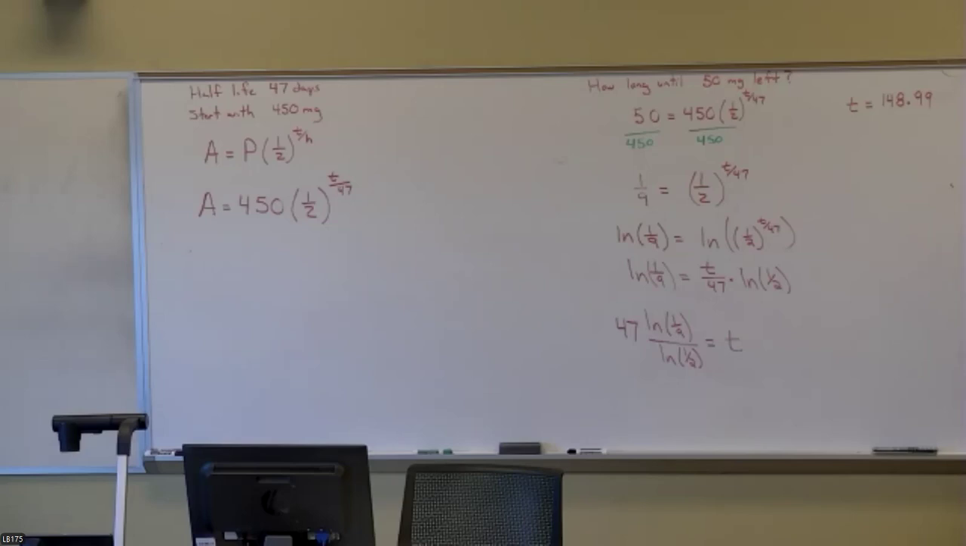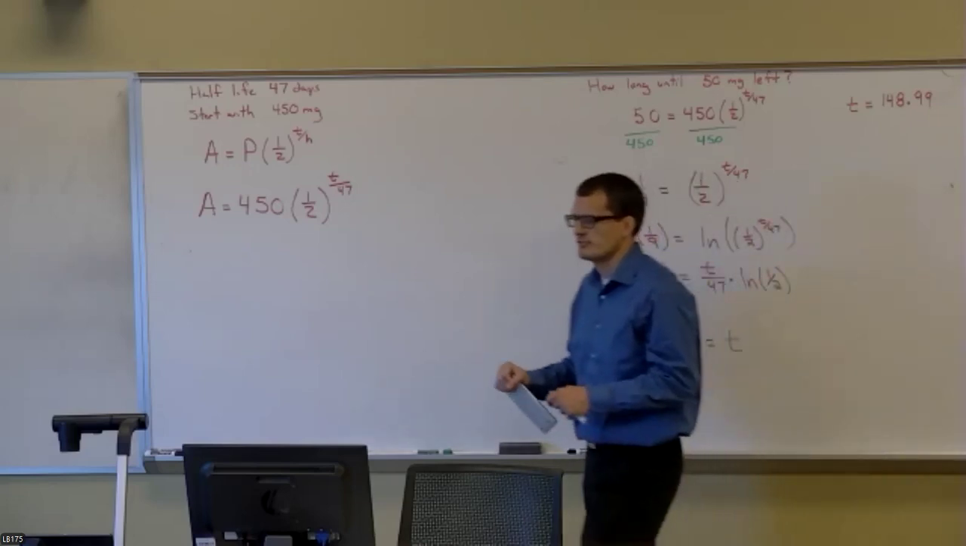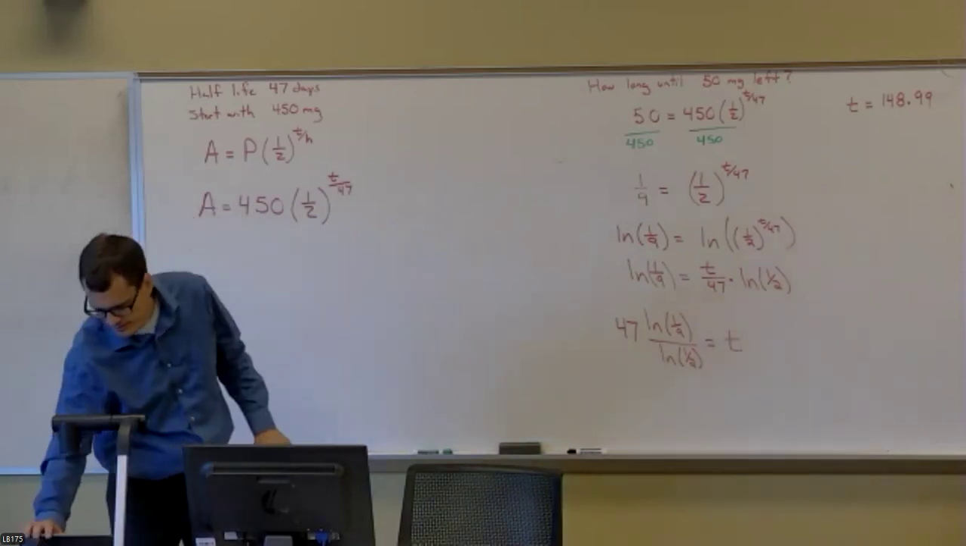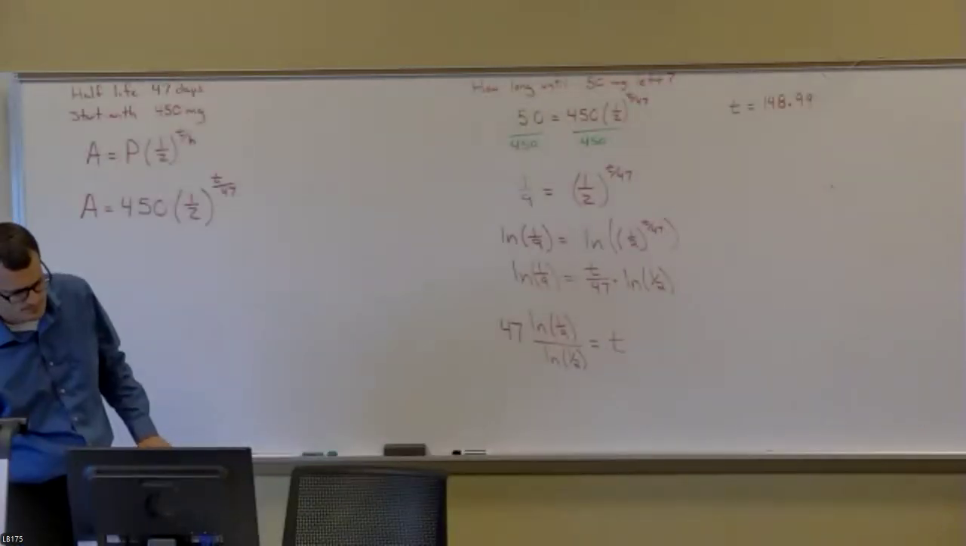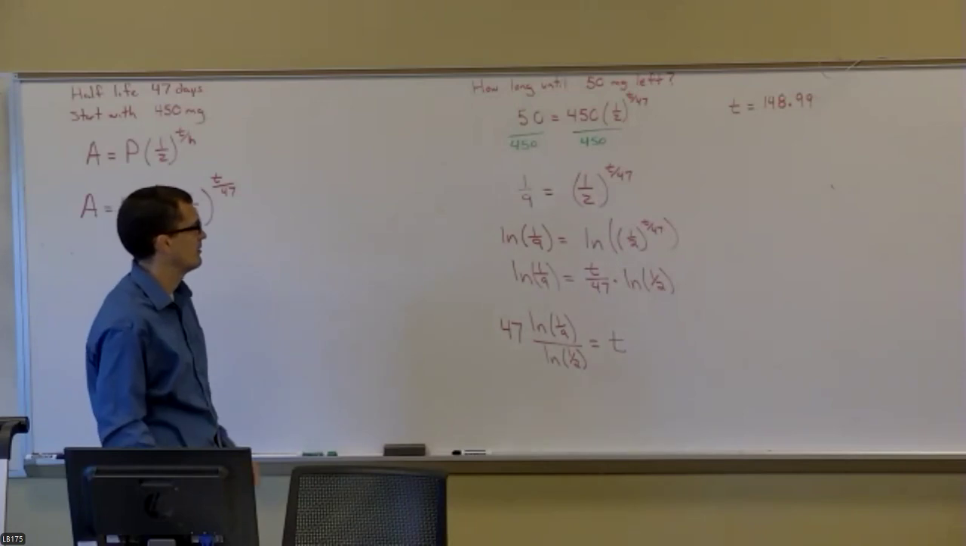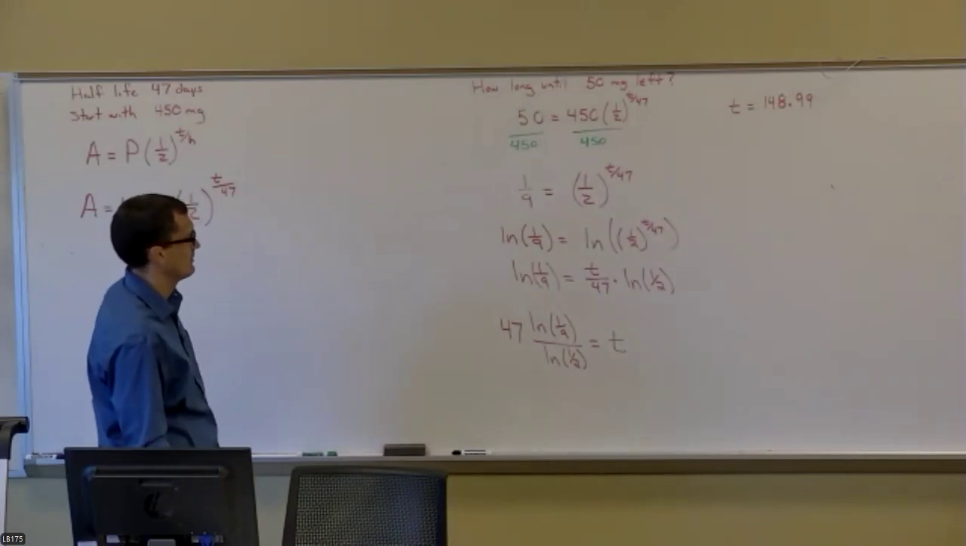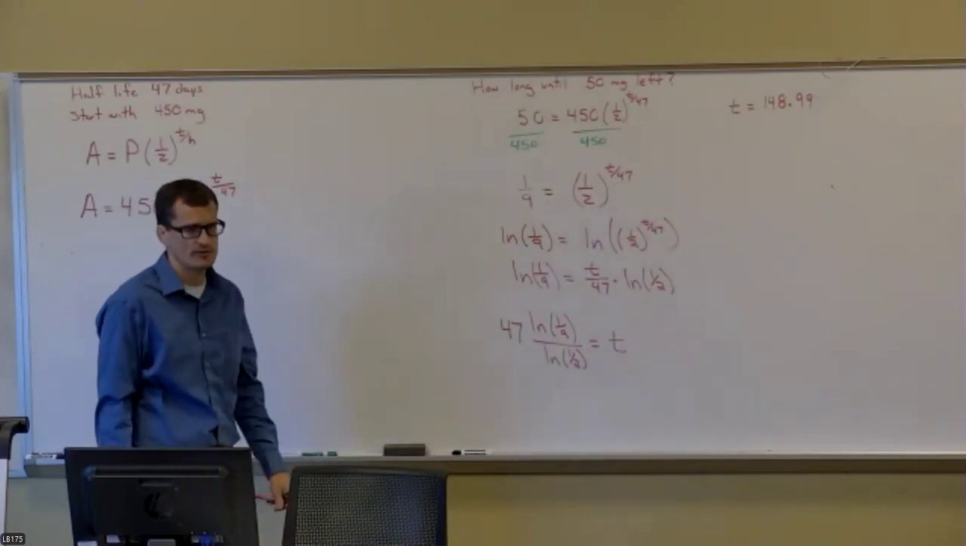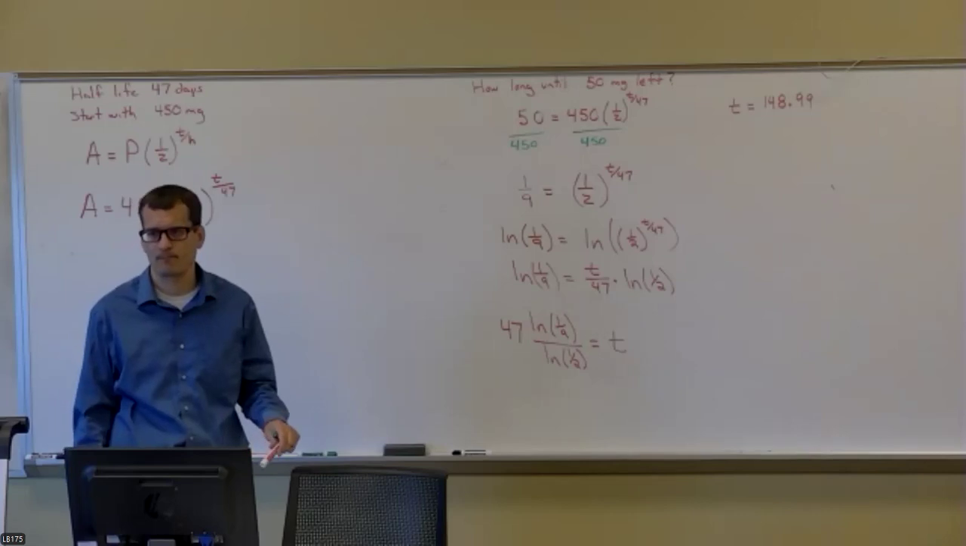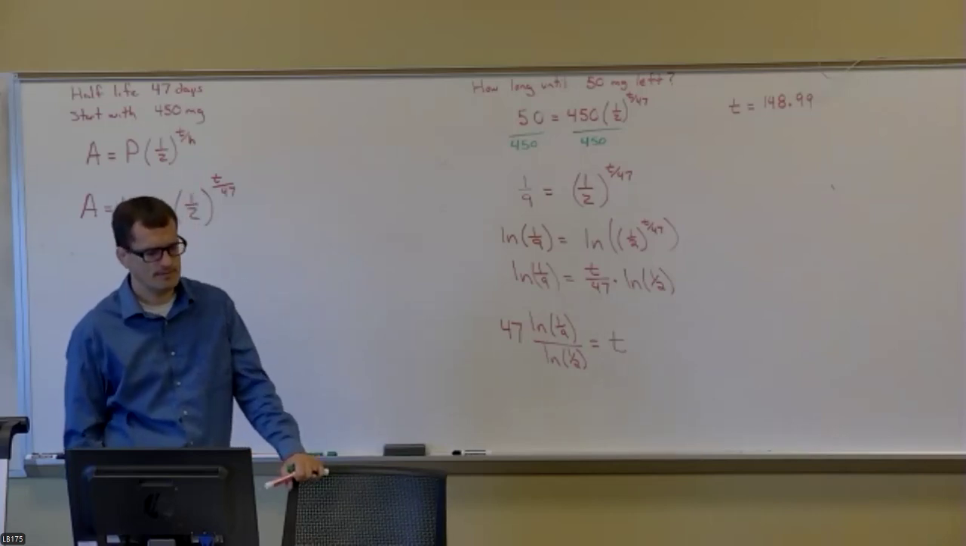Again, Moodle may ask you to round to 2 decimal places. They might be okay with 0.99 of a day. But they also may ask you to round to a whole number to get 149 days. Just watch out for that. Whatever version it asks for, rounded to 2 or rounded to a whole number, just give that. Okay.